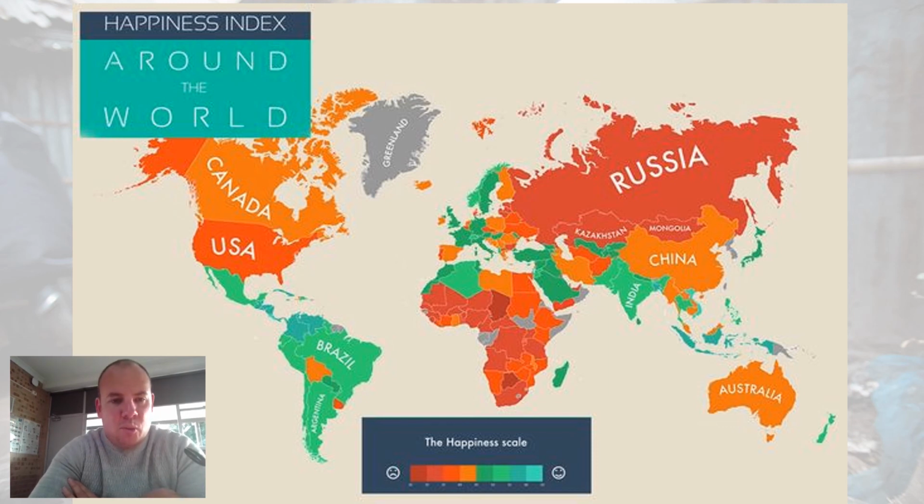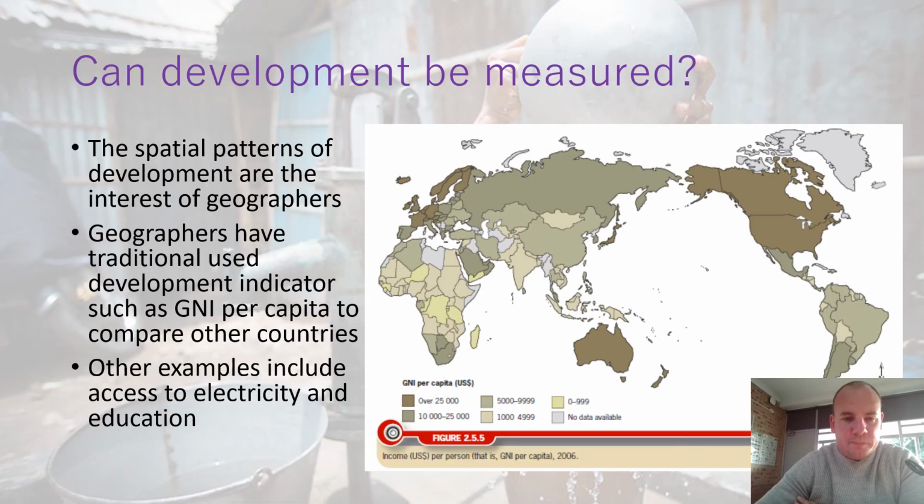Obviously we can question, what does happiness mean? Is it access to well-being, access to social care? Is it access to education, that type of thing? And as you can see there, places like India and Bangladesh are very, very happy, even though there might be relatively high levels of poverty there. So we need to take our measurements, our development indicators, with a pinch of salt.